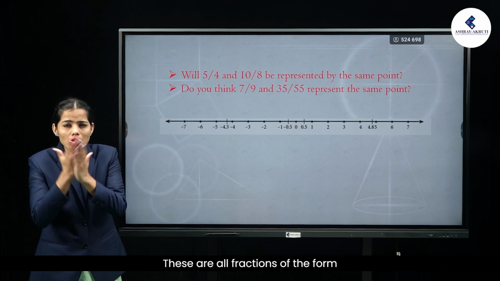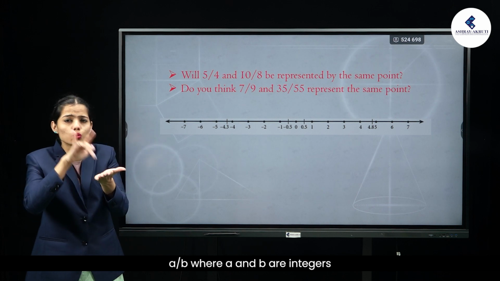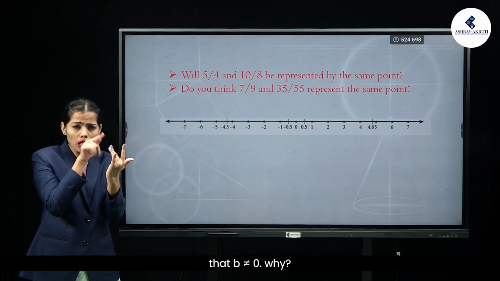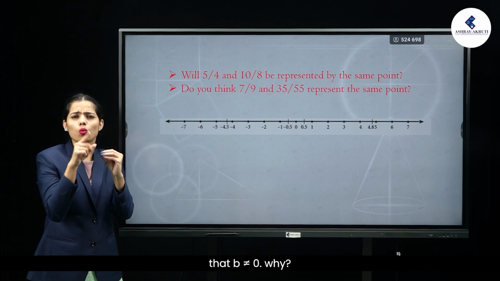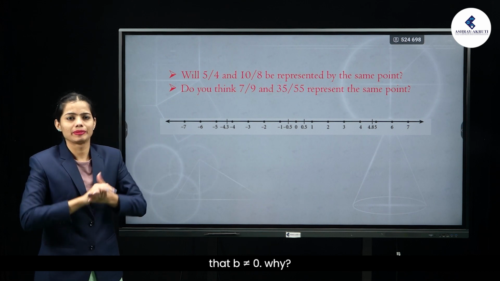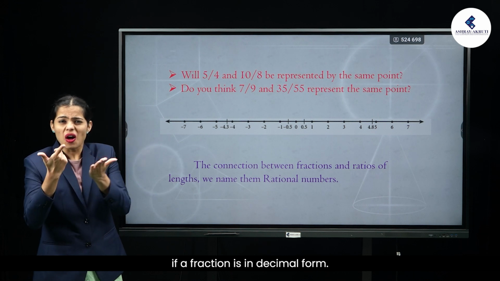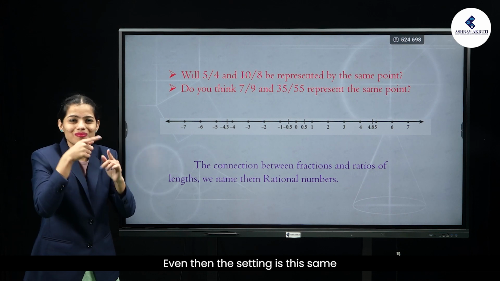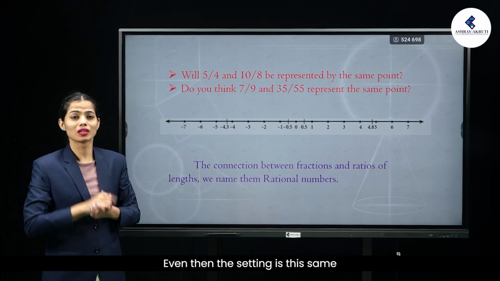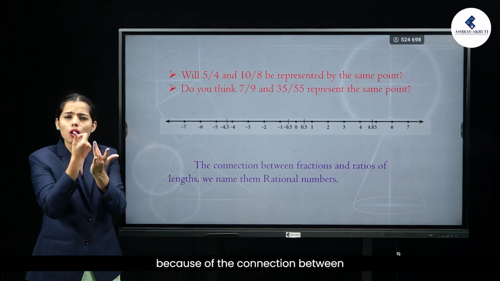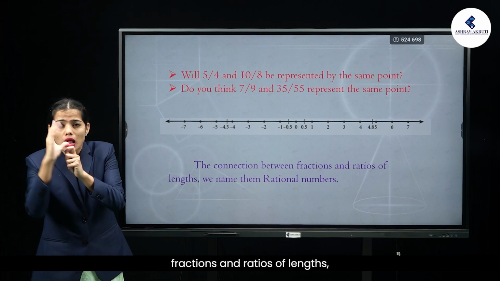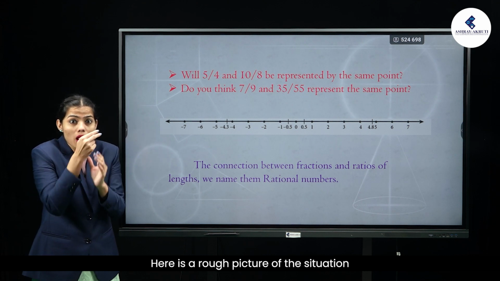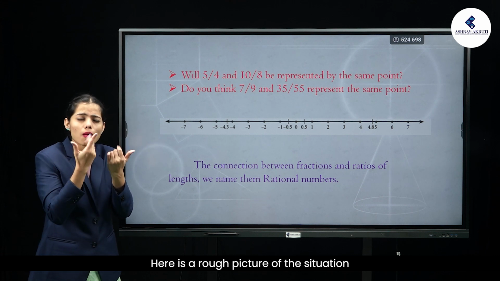These are all fractions of the form a by b, where a and b are integers with one restriction, that b is not equal to 0. Why? If a fraction is in decimal form, even then the setting is the same. Because of the connection between fractions and ratios of lengths, we name them rational numbers. Here is a rough picture of the situation.